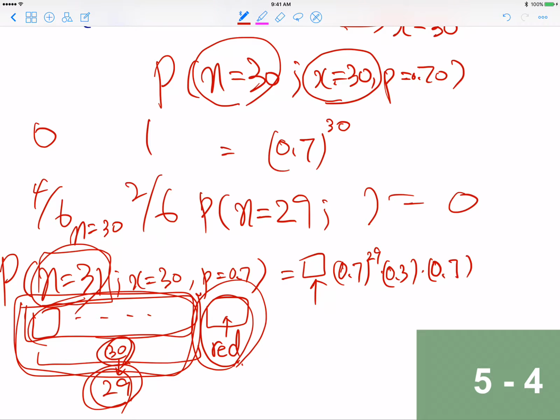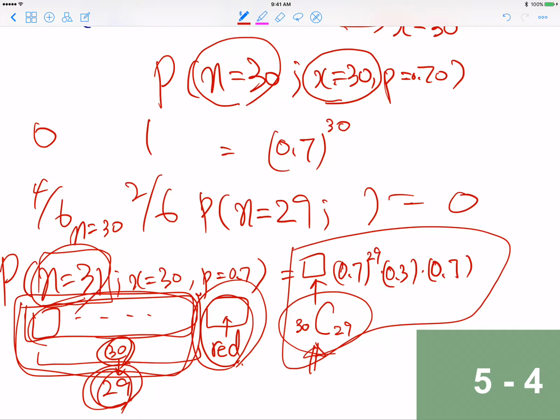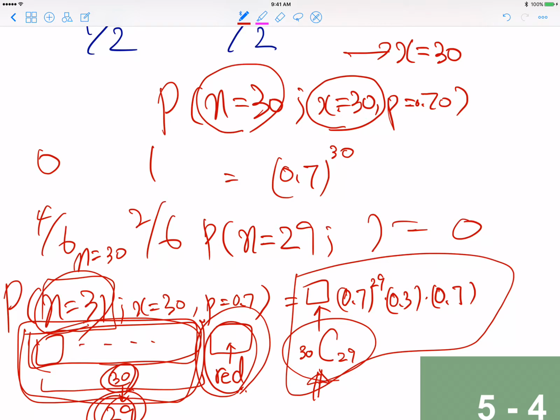So in this case, we have 30 possible positions, and out of these 30 possible positions, we have to choose 29 red ball positions. So each different combination value will be a different sample, a different number of cases. So this is actually the probability of n being 31 when x is fixed as 30 and p being 0.7.